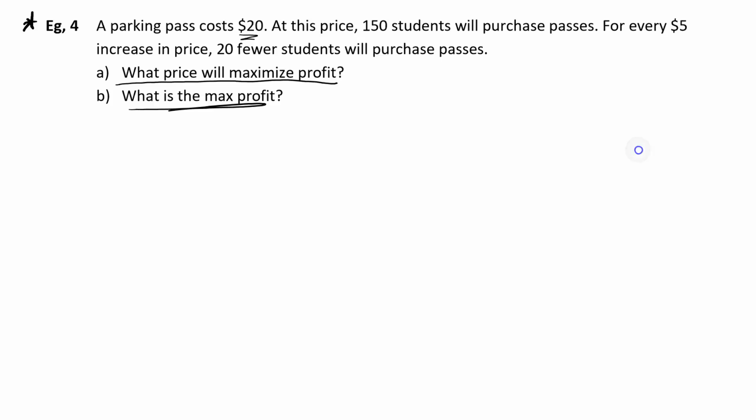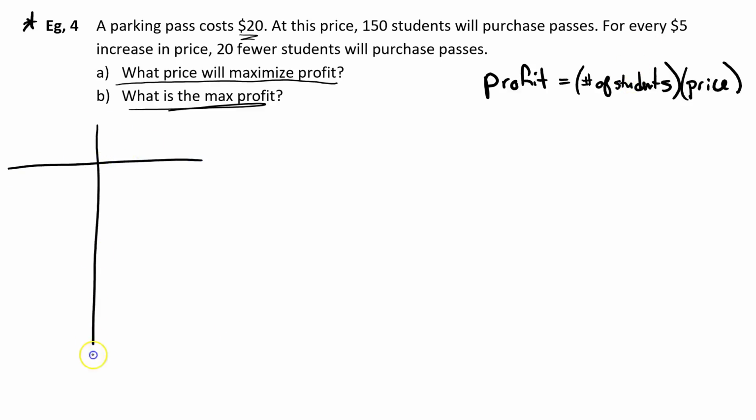So our profit simply equals, and this is just what we know about multiplication, the number of students, not hashtag of students, but number of students, and the price. So what we need to do is create expressions with just x that relate both of those things. So let's start off with the table of values.